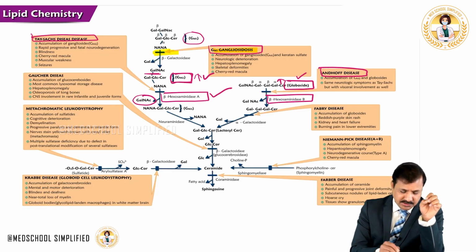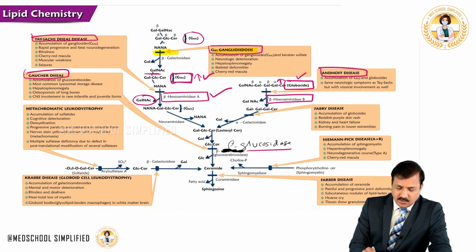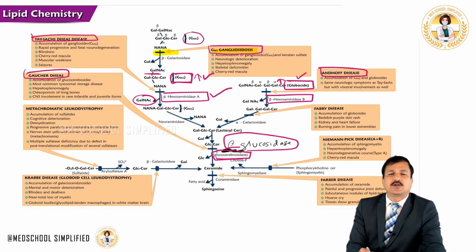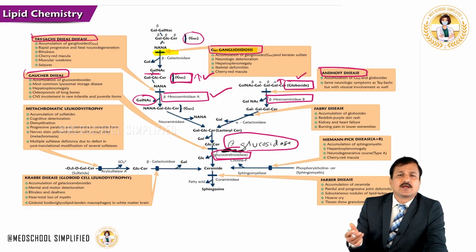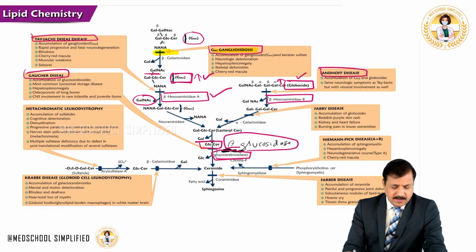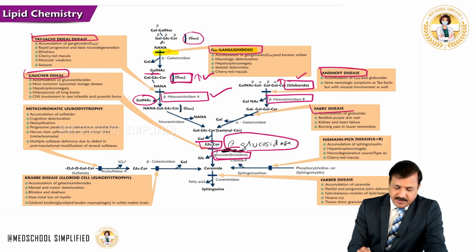Now, coming to Gaucher's disease. In Gaucher's disease, there will be defect in the enzyme called beta-glucosidase, which is also called glucocerebrosidase. And this enzyme releases glucose from ceramide. So because of the defect in the enzyme, there will be accumulation of glucocerebroside. That's what we are going to see in Gaucher's disease. And then on the other side here, Fabry disease.